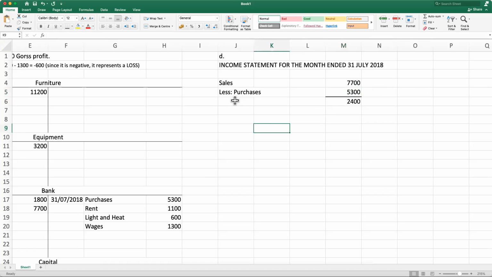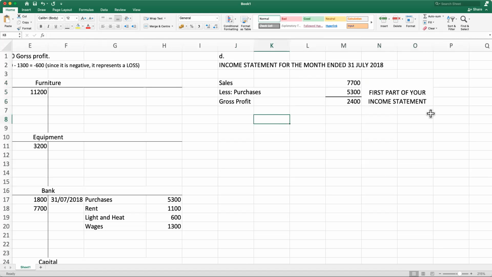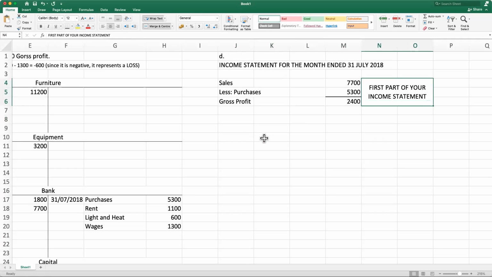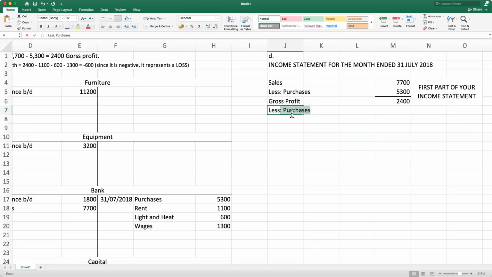Okay, this is what we call our gross profit. So this is your first part of your income statement. So this whole portion here, we can consider to be your first part. Now we're going to do the second part where we need to reduce all your expenses. So now let's write here, less expenses. This is the title.